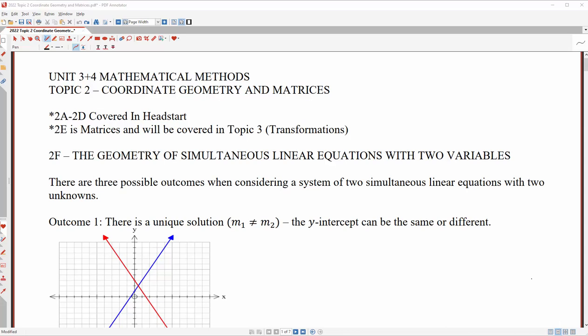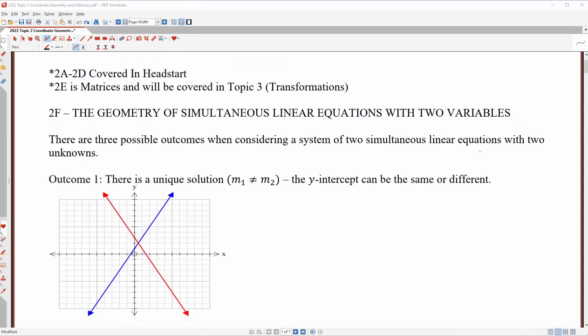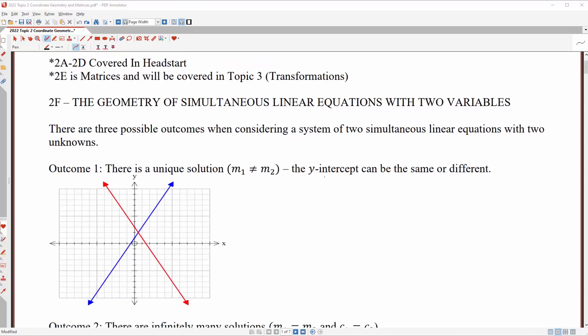This video will talk you through the notes for geometry of simultaneous linear equations with two variables, 2f. You'll recall from all the way back in probably year 9 that when you solve a system of linear equations with two unknowns, there's three potential things that can happen. The first is we get a unique solution. So here's our unique solution here.